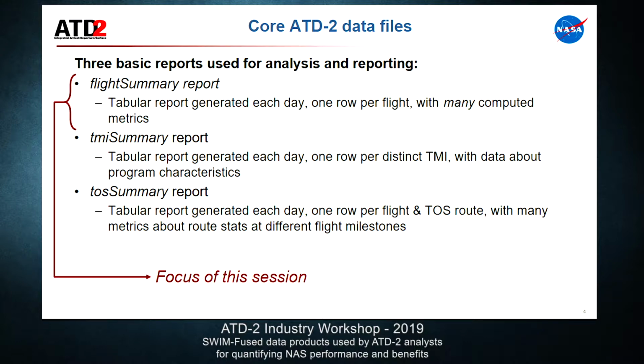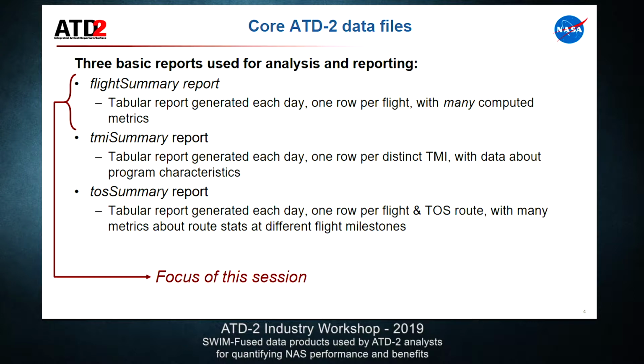So the three core data files that are generated from the ATD2 data for analysis and reporting. The flight summary report, as I said, that's what we're going to talk about here. It's a tabular report. It's a file you can open in Excel, but you can load 1,000 of them together in more robust statistical analysis software.